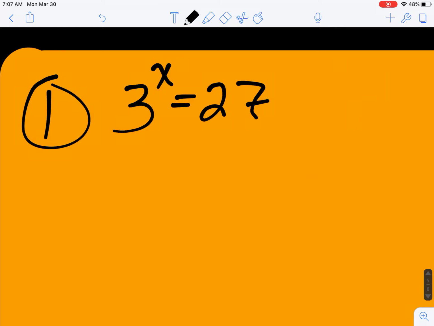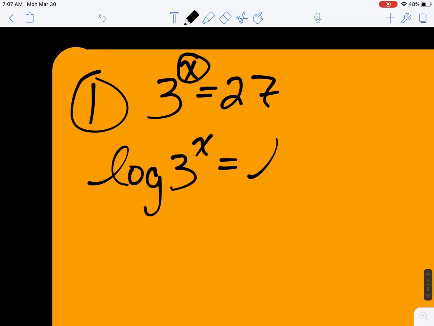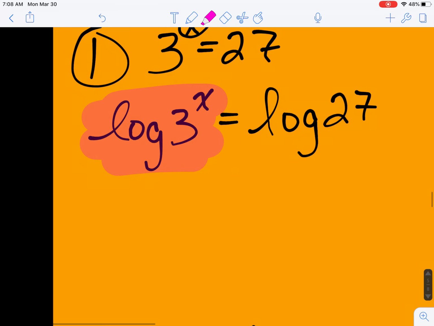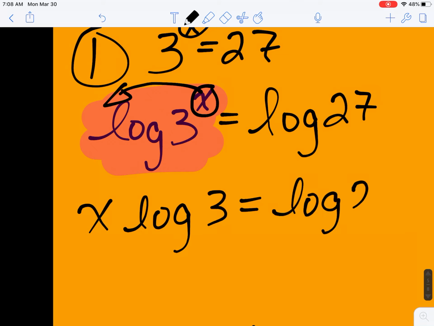Let me erase all that. So the opposite of exponentiating is to log. So we're going to log the left side, and then you will log the right side. Go back to what we've learned previously about our log properties. And there was a property called a power property, which said that you can take this x and actually move it in front of this log. X log 3 equals log of 27.